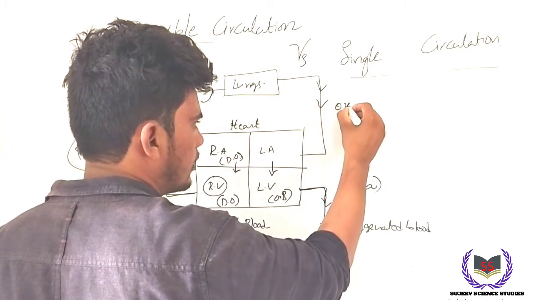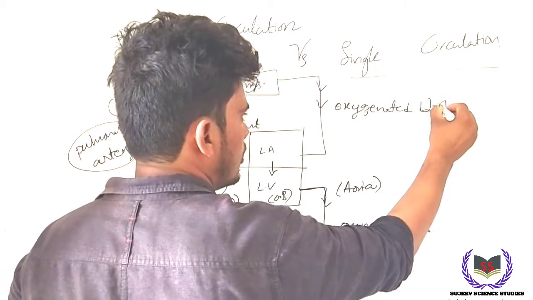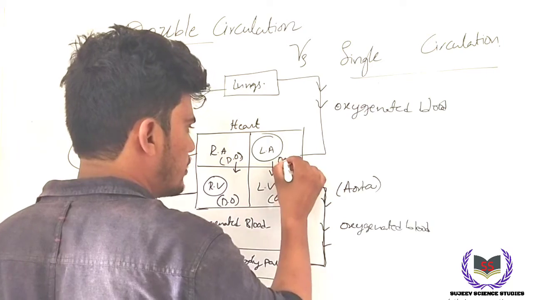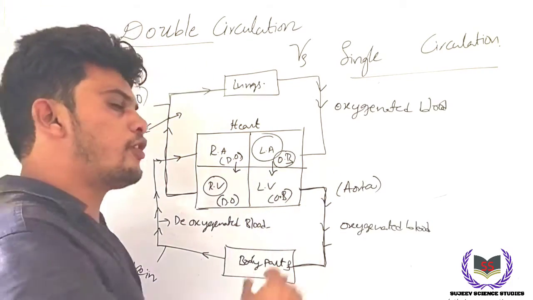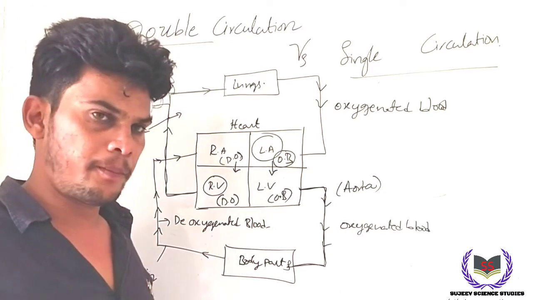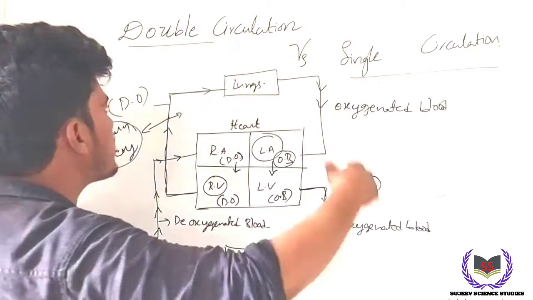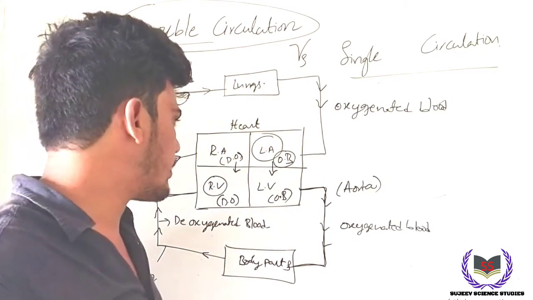Then this oxygenated blood goes to the left auricle. So here there is oxygenated blood. This process continuously takes place. But look here, why do we call this system double circulation?